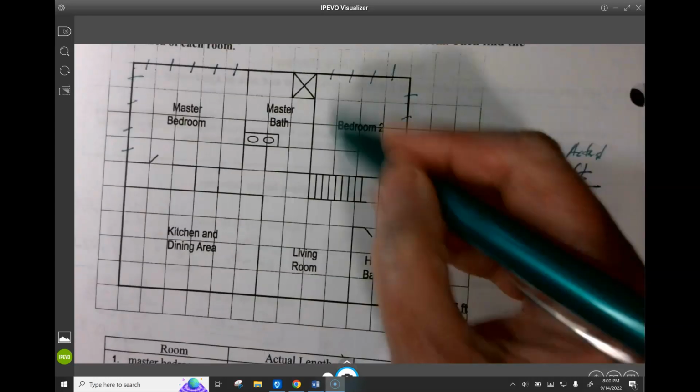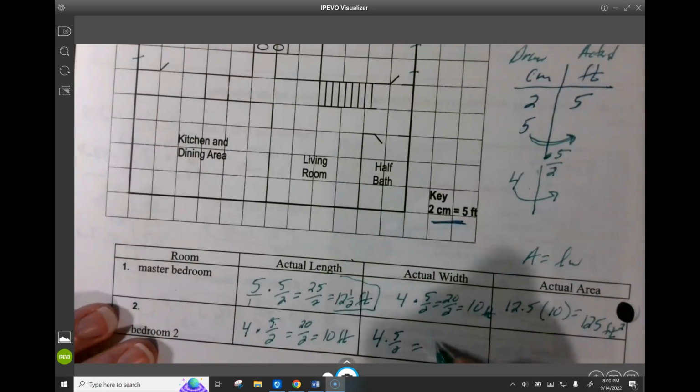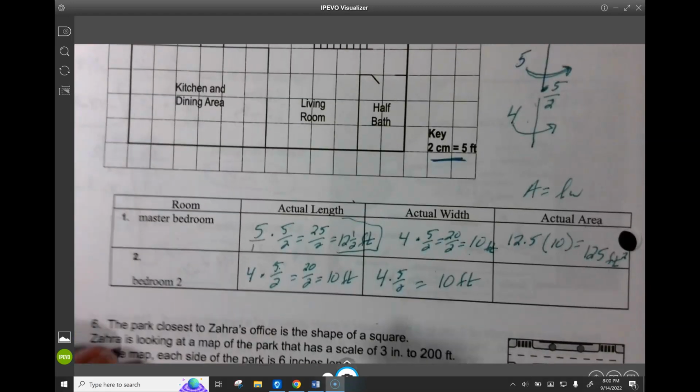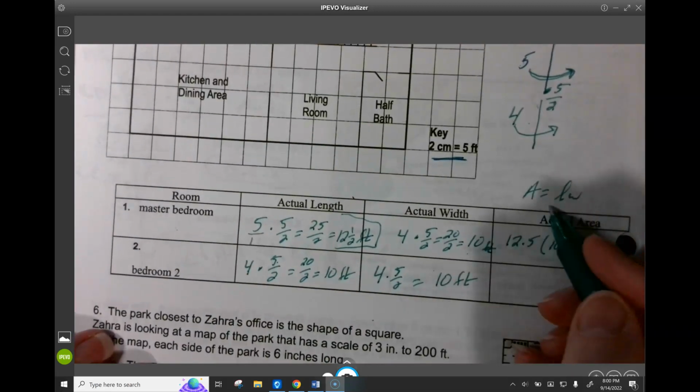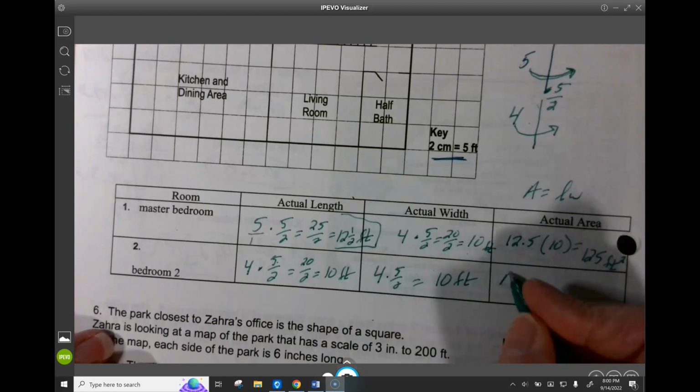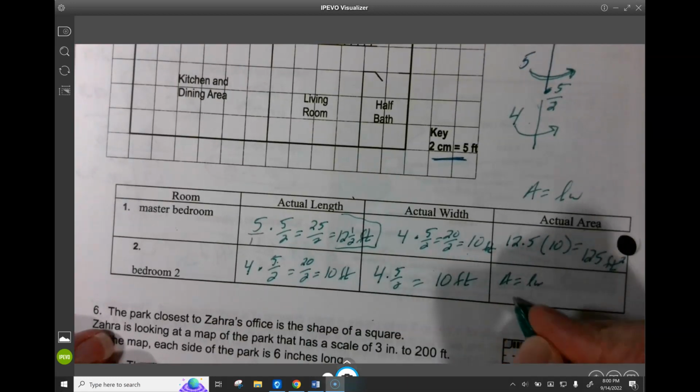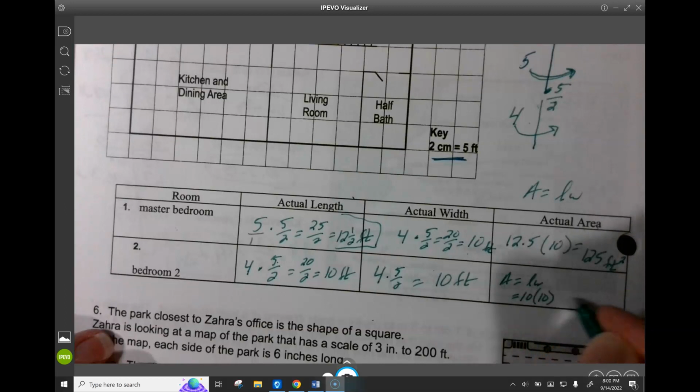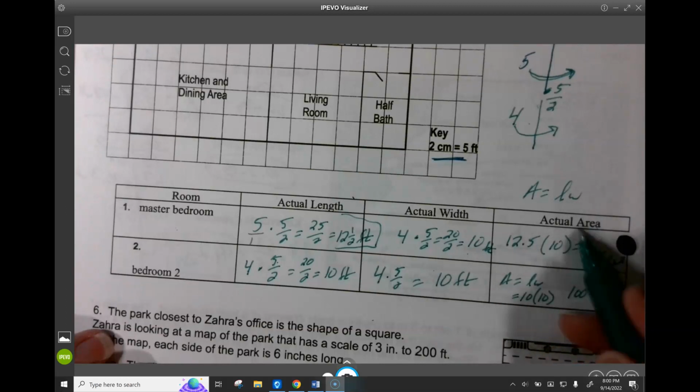This is a square room. So we're going to get that same thing. So we have 10. We've done it 2 other times. We don't need to show everything. We got this. Now to find the area, we're going to take the length times the width. So area is equal to length times width. So that's 10 times 10, or 100. And because it's area, it's feet squared.